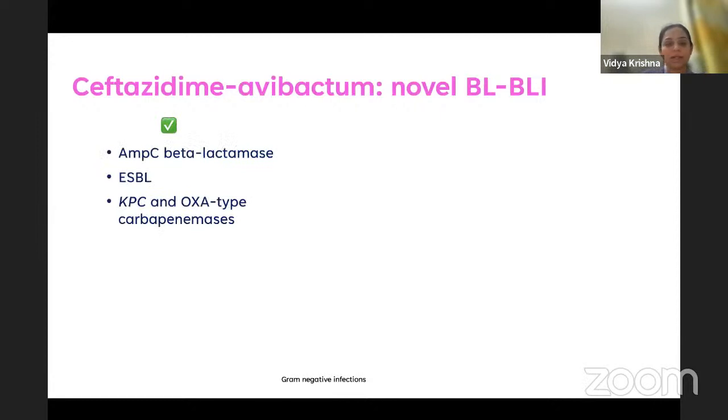This covers AmpC, it covers ESBL. Obviously, we don't want to use it to cover these two. We want to use it to treat carbapenemase in India. The Western guidelines promote this as a carbapenem sparer, but we don't have many drugs for carbapenemase-producing organisms. So we should probably use it only for your OXA carbapenemase.